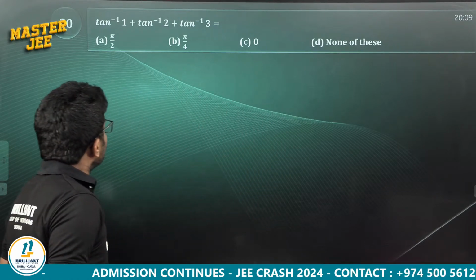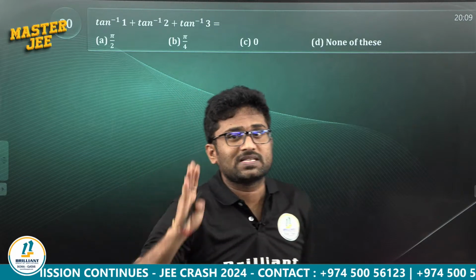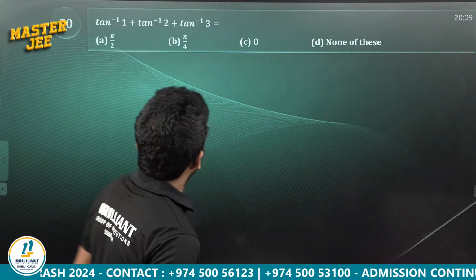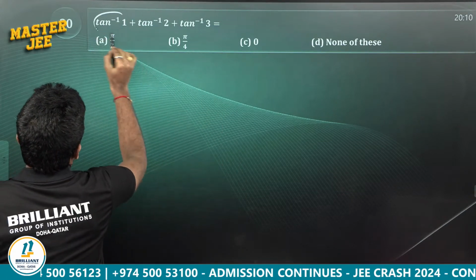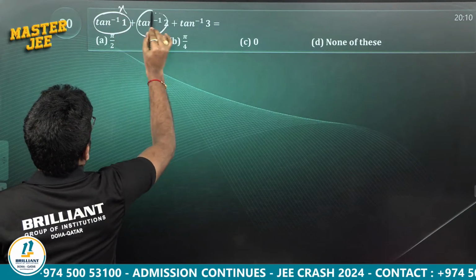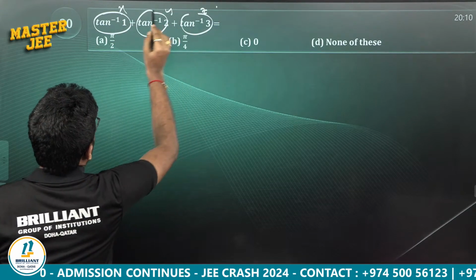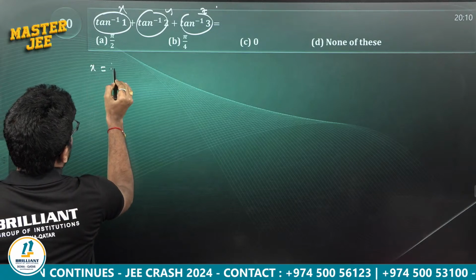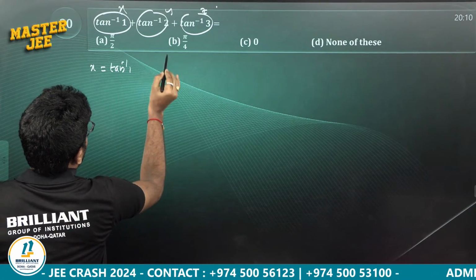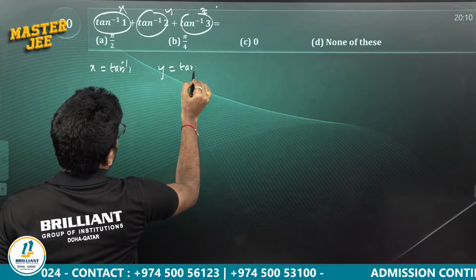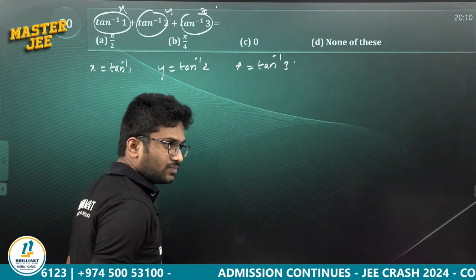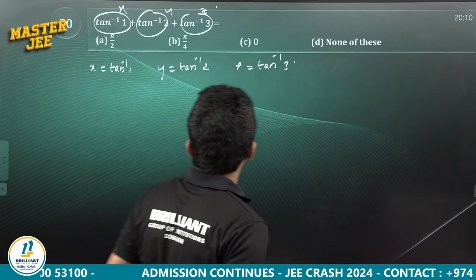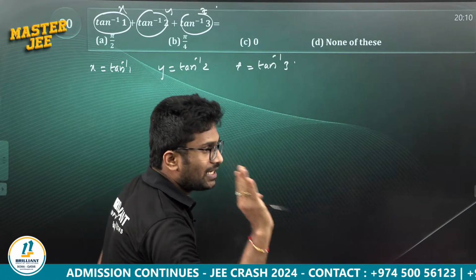Tan inverse 1 plus tan inverse 2 plus tan inverse 3. This is a so simple question, but looks typical. Generally, we can just take each as some variable: this is x, this is y, and this is z. Now we have taken x equals tan inverse 1, y equals tan inverse 2, z equals tan inverse 3.